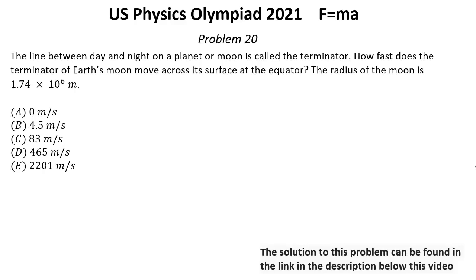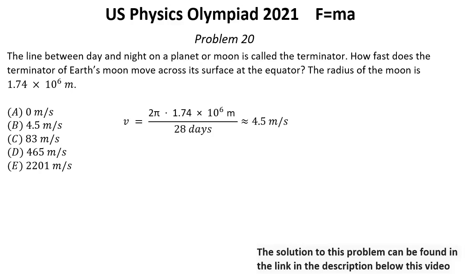The same side of the moon always faces Earth. This means the terminator runs all the way around the moon once per month. So the speed equals 2 pi multiplied by the radius of the moon, divided by 28 days, which is approximately 4.5 meters per second. This is answer B, and that was the solution for problem number 20.